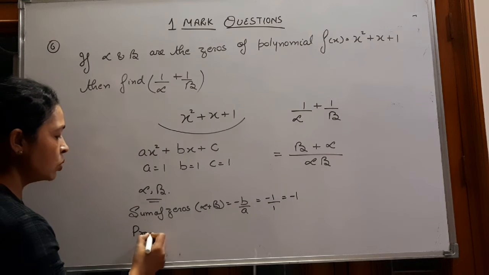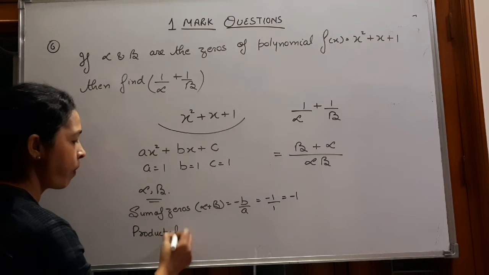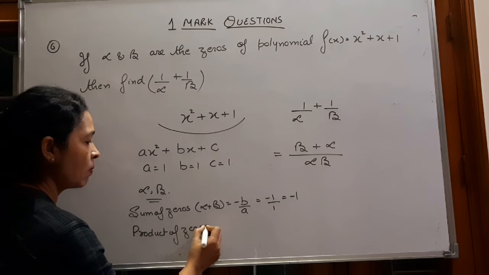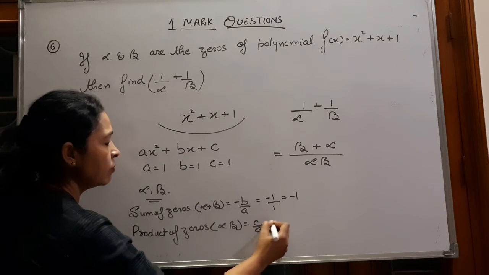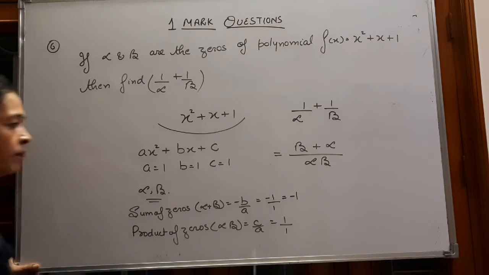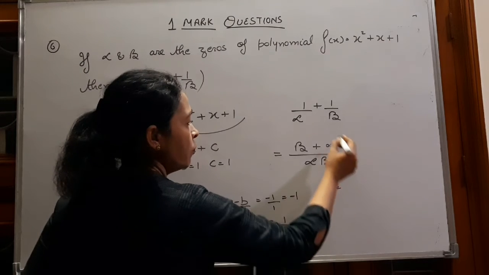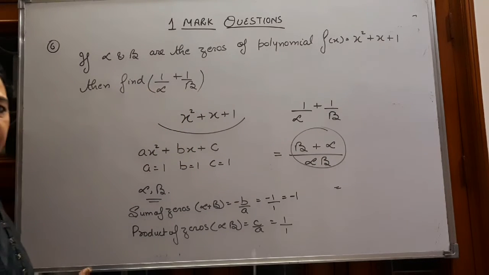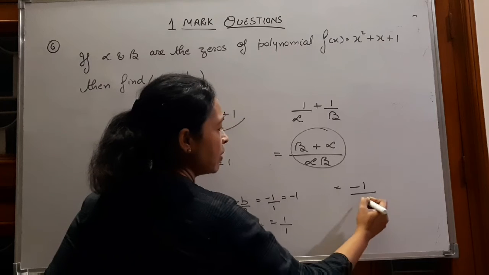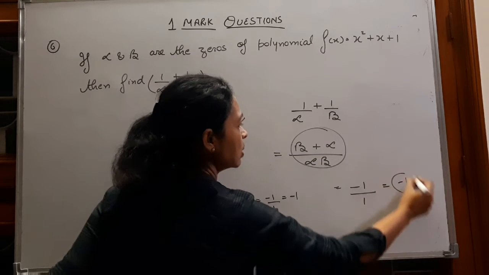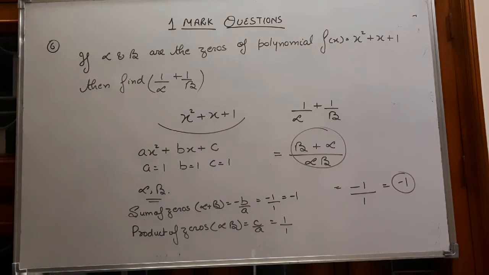What is the product of zeros? Alpha beta is c upon a, which is 1 by 1. Now we have to find beta plus alpha upon alpha beta. Alpha plus beta or beta plus alpha, one and the same thing. Minus 1 upon alpha into beta, which is 1. Therefore, our answer is minus 1.